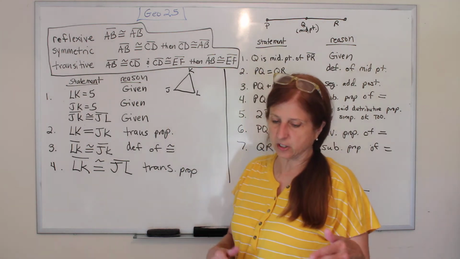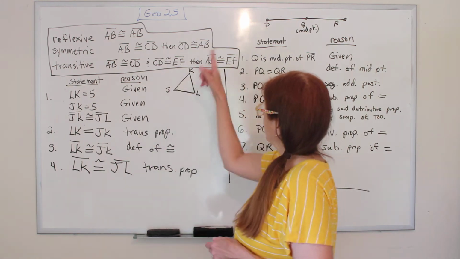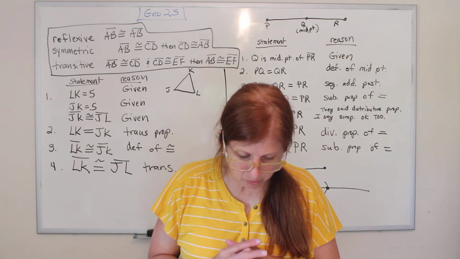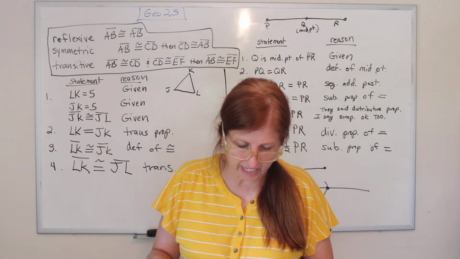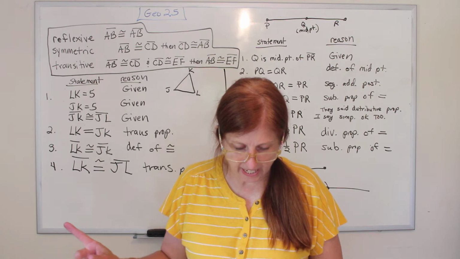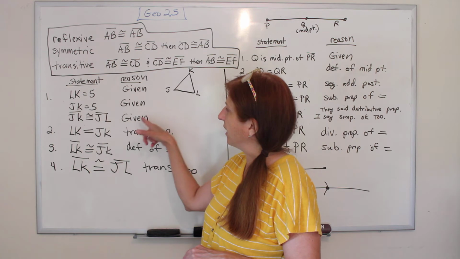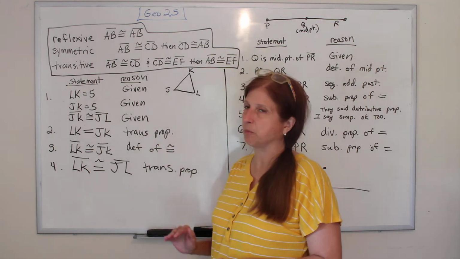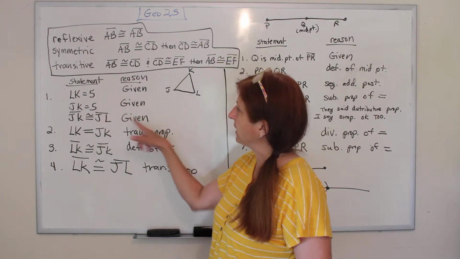The proof is in your book, if you're following along, on page 103, and it says, use the diagram and the given statements to complete the missing steps in the proof. Given LK equals 5, JK equals 5, and JK is congruent to JL. Now, whenever you're given a proof, the first thing you do is you can write all the givens. Now, sometimes people will break up the givens and put them later down the proof. It's not wrong, though, to go ahead and list those. So here are the givens.